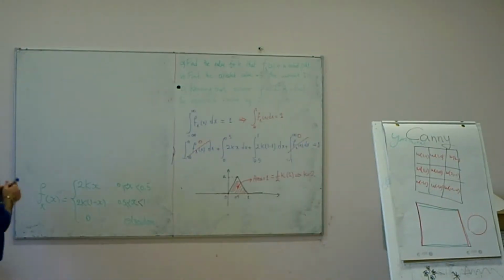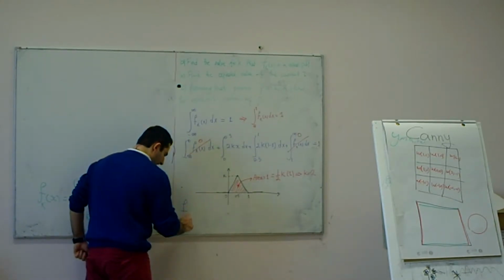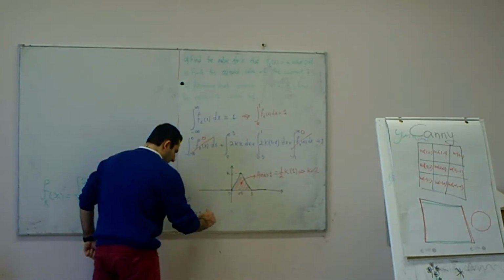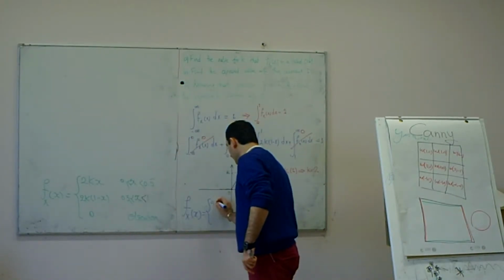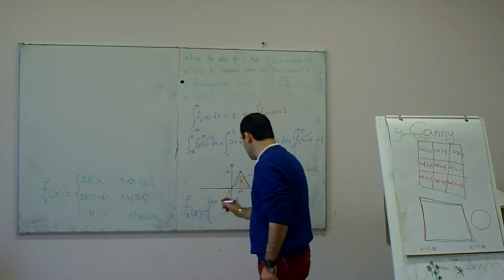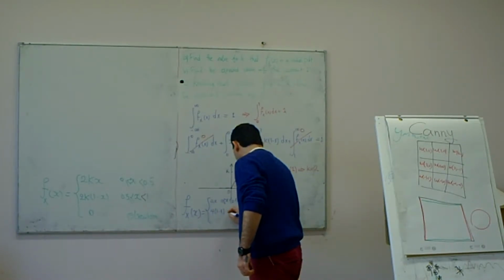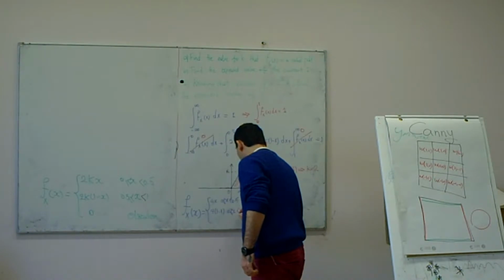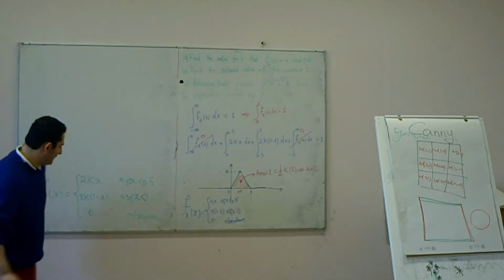Okay, so let's write down our f(x), how it looks like, by putting the new value for k. k was 2, so it is 4x. 4x is between 0 and 0.5. Then it will be 4(1 minus x), when x is between 0.5 and 1, and 0 elsewhere. So part A is done.